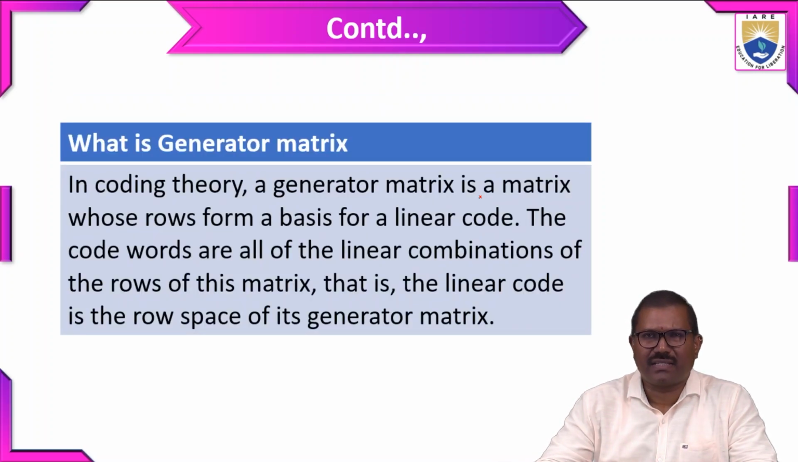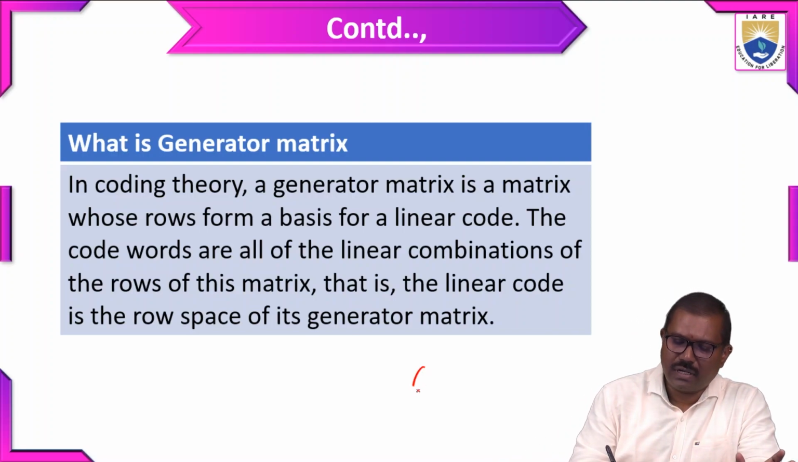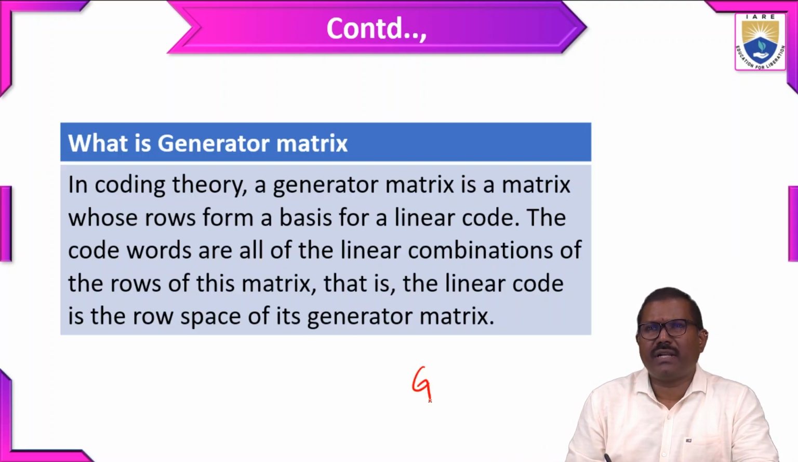What is a generator matrix? In coding theory, a generator matrix is a matrix whose rows form a basis for a linear code. The code words are all the linear combinations of the rows of this matrix. That is, a linear code is the row space of the generator matrix. So for generation of the code, the generator matrix G is a must. Without the generator matrix, we can't generate the code.